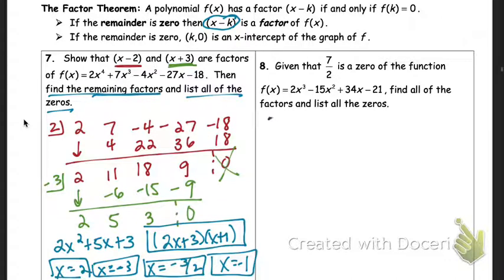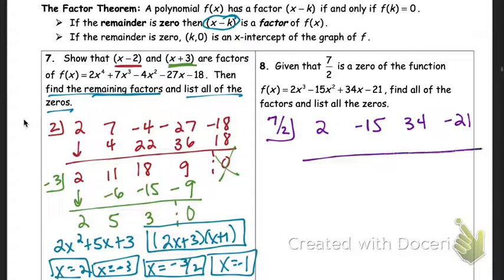Okay, so we're going to use 7 halves. If you want to put it as 3.5, doesn't matter. It's the same thing. 2, -15, 34, -21. So we bring down the 2. 2 times 7 halves is 7. Add down, get -8.